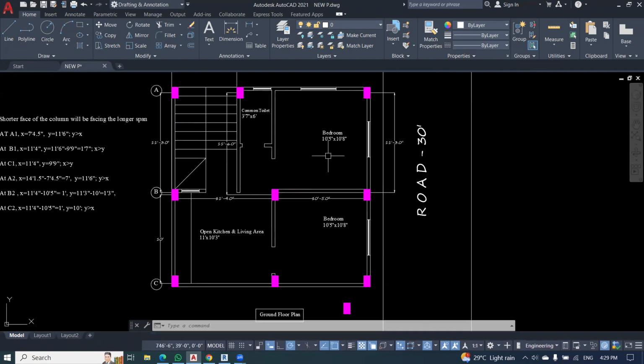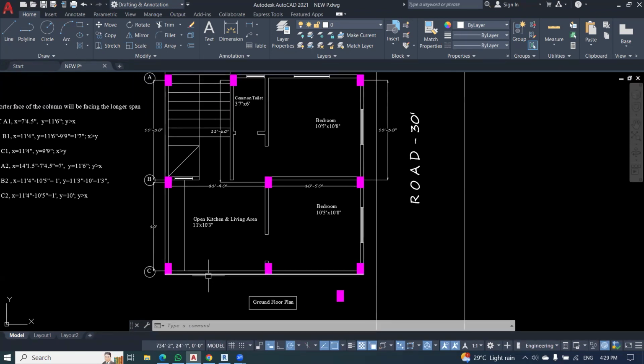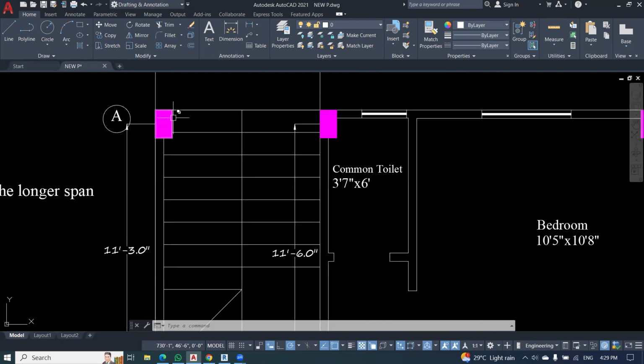So now I'll take this small example. The ground floor plan is there. Here, first we'll be placing, or we have already seen how to place the columns, and what is the minimum and maximum distance between the columns in the previous session. Now we are going to see the orientation. We have to see which way to turn the column.